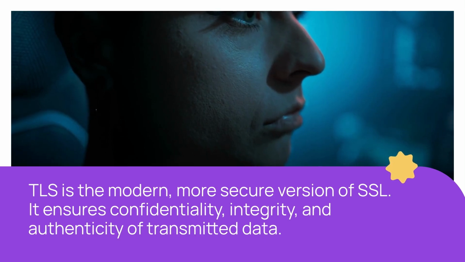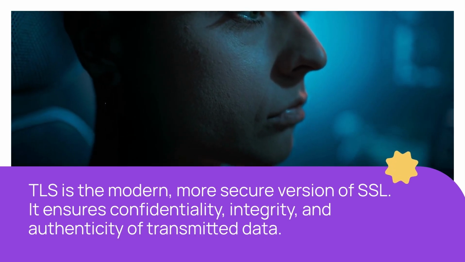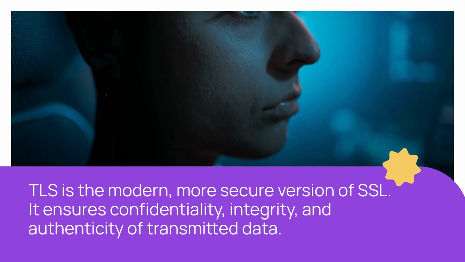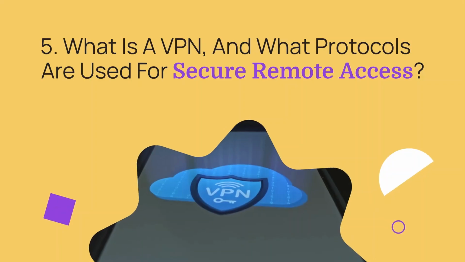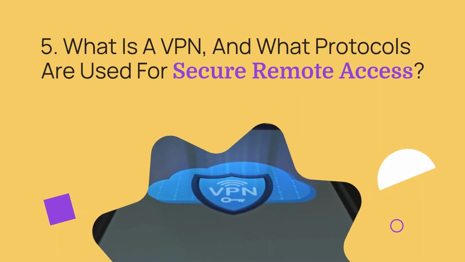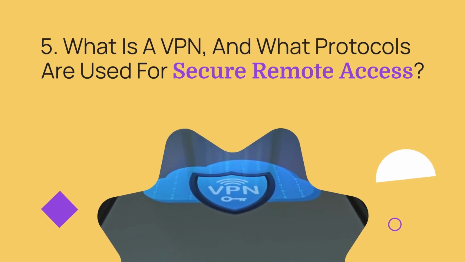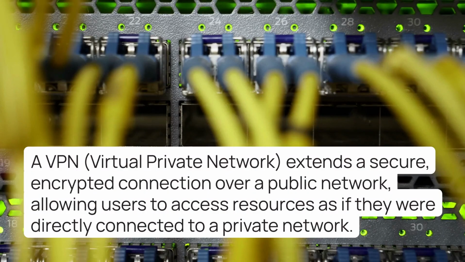TLS is the modern, more secure version of SSL. It ensures confidentiality, integrity, and authenticity of transmitted data. 5. What is a VPN, and what protocols are used for secure remote access? A VPN, virtual private network, extends a secure, encrypted connection over a public network, allowing users to access resources as if they were directly connected to a private network.